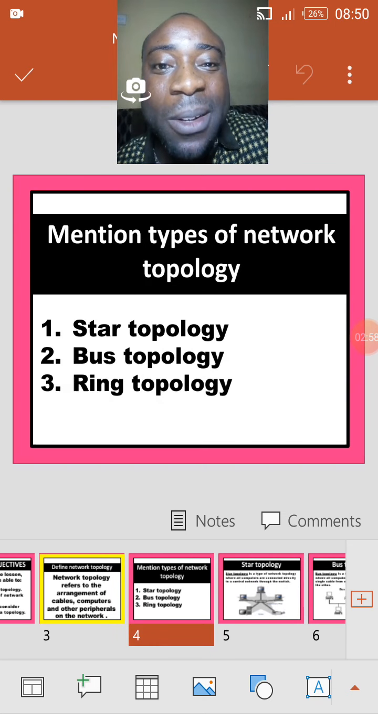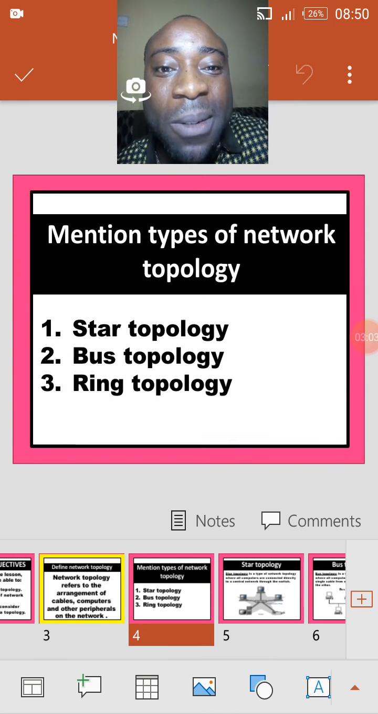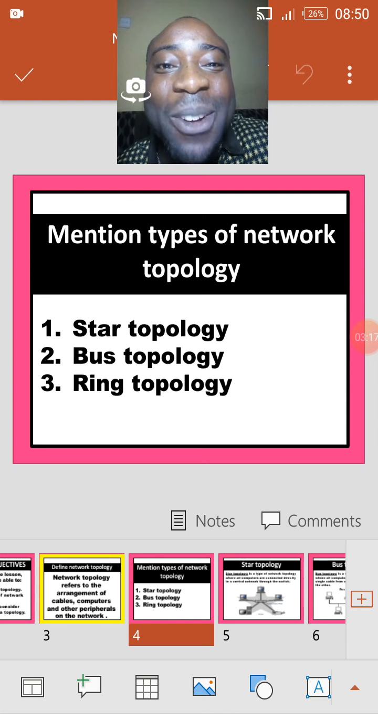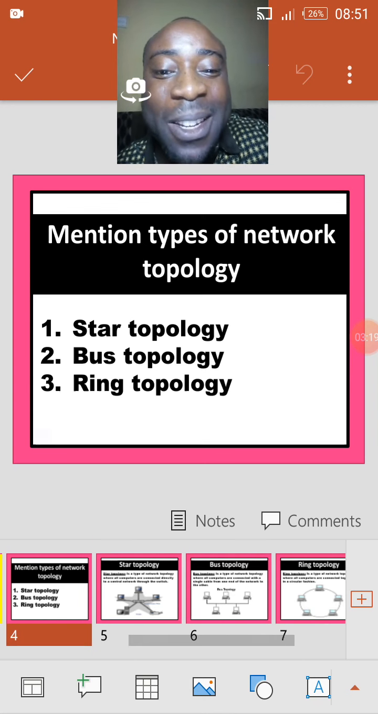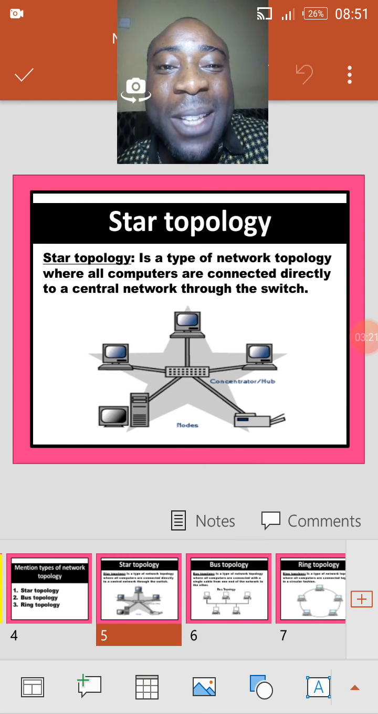Now let's look at another thing under this topic. That is, we are to mention types of network topology. So we have three. One, star topology. Two, bus topology. Three, ring topology. So as you can see, we have three. Alright, how do they look? So let's look at them. The first one, star topology. It looks like a star shape, as you can see on the board, and this is a good diagram. I believe you can see the star in the background.